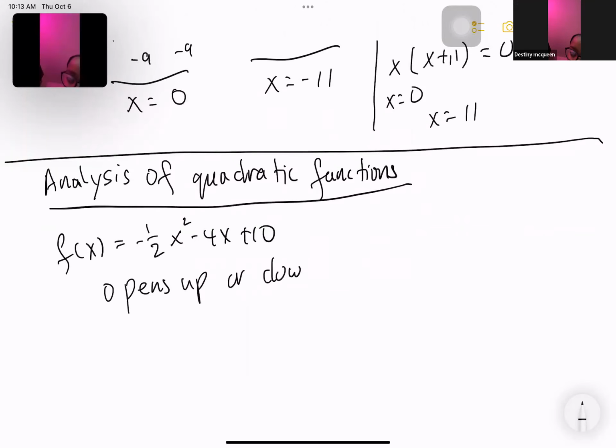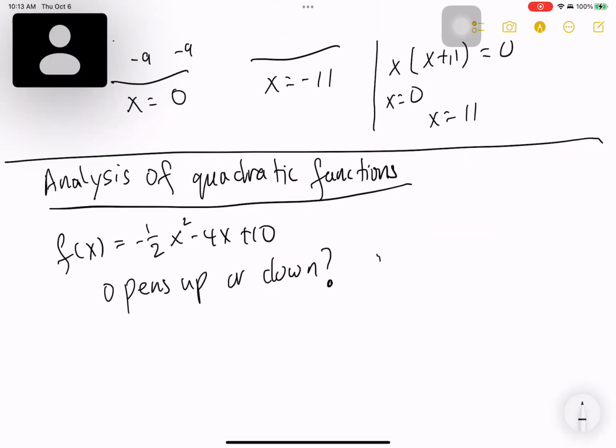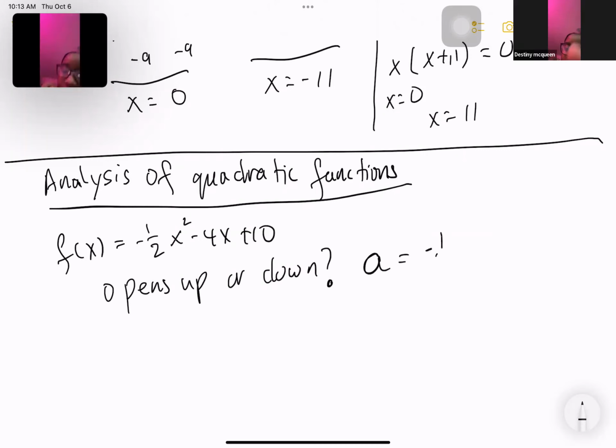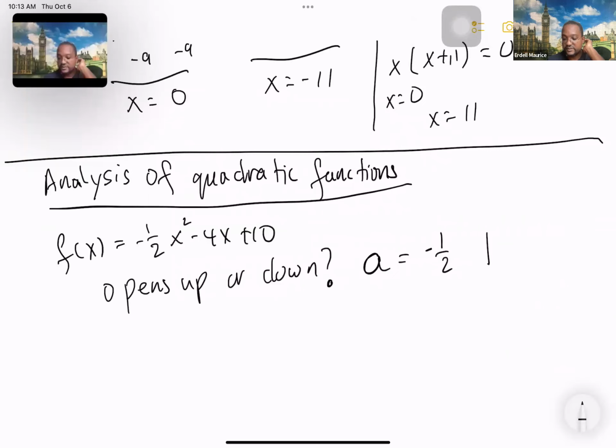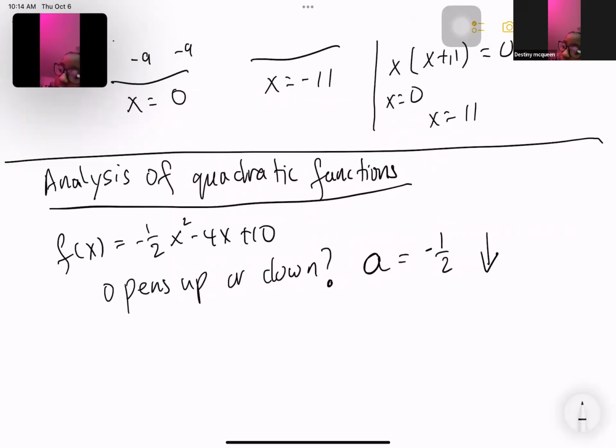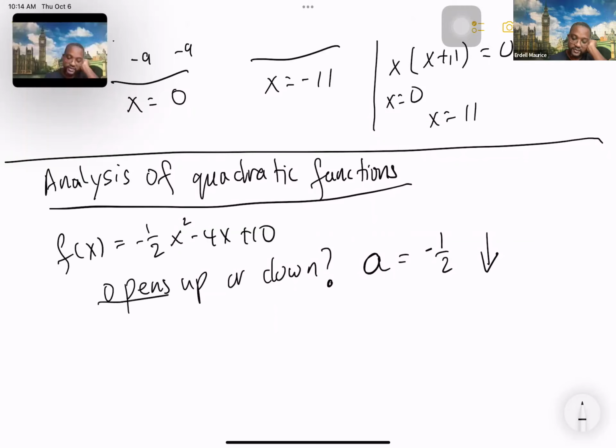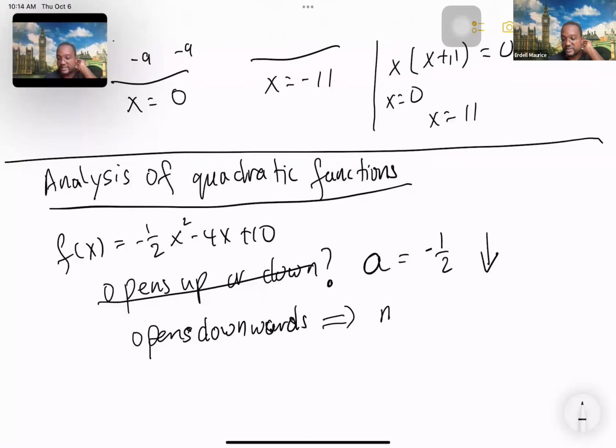Look at the value of a. If a is negative, it opens downwards. If a is positive, it opens upwards. And so this function right here opens down. This also means that it has a maximum value. If it opened the other way, it would have a minimum value. That's the first thing they ask.